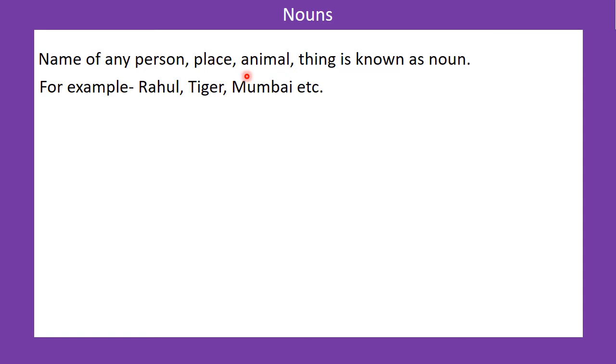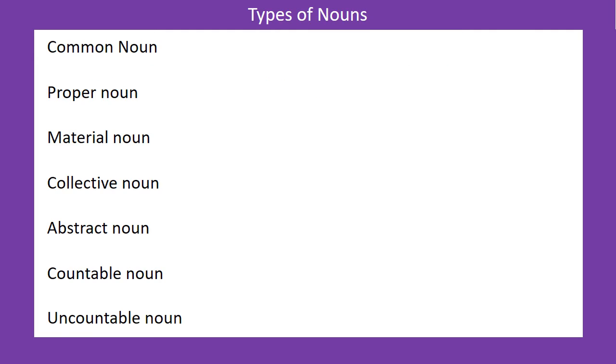So now I have told you what nouns are. Let's go to their examples. For example, Rahul, Tiger, Mumbai. Rahul is the name of a person and it's a proper noun, so here Rahul is a noun. Tiger is the name of an animal, so it is also a noun. Mumbai is also a noun as it is the name of a place. So this was the definition of nouns. Let's move on to our next slide.